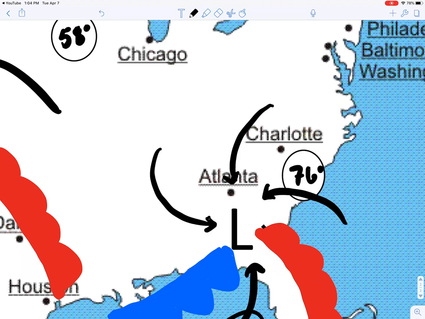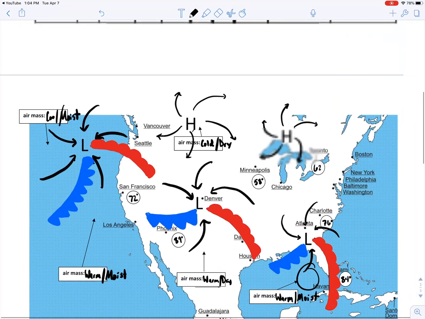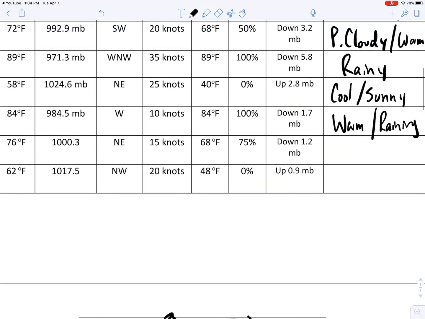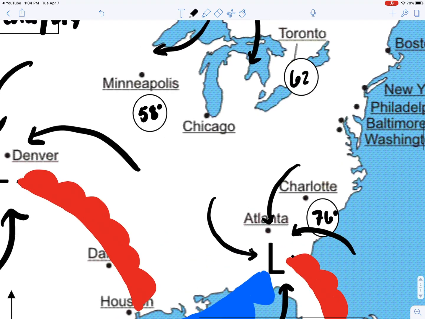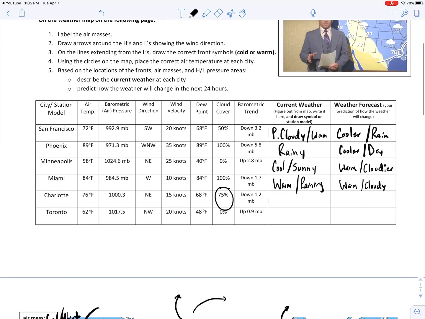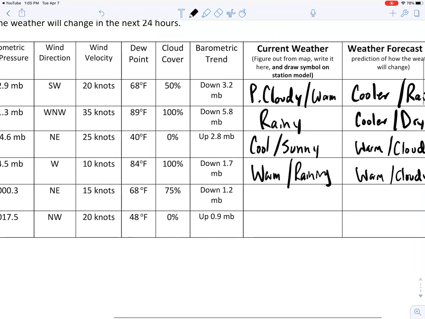All right, Charlotte. Let's think about Charlotte here. Charlotte is currently 76 degrees. There's no fronts around it, but we know this warm front is coming eventually. So let's think about here. Cloud cover, it's mostly cloudy in Charlotte because that low pressure is right nearby, right? Low pressure right nearby tells me it's probably cloudy. Might even be raining. Let's see. Not quite, but it's pretty heavy cloud, 68 degree dew point, 76 degree air temperature.